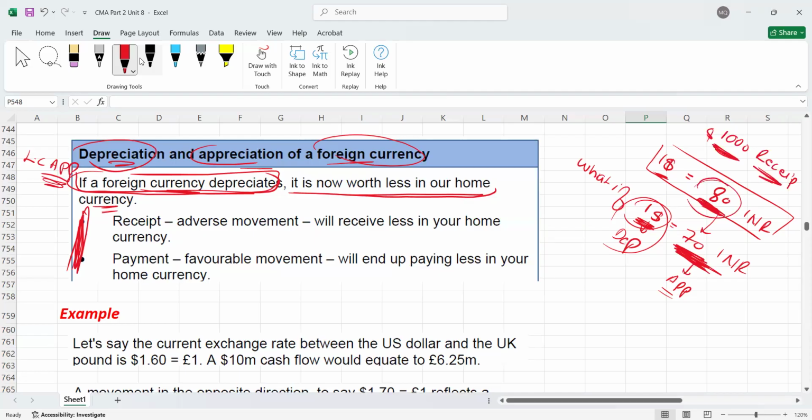If you sell $1,000 at 80, you can get 80,000 Indian rupees. But if the rate moves from 80 to 70, now you will get only 70,000 Indian rupees. So is it good for you or bad? It is bad. So this is what they are saying, the first point.